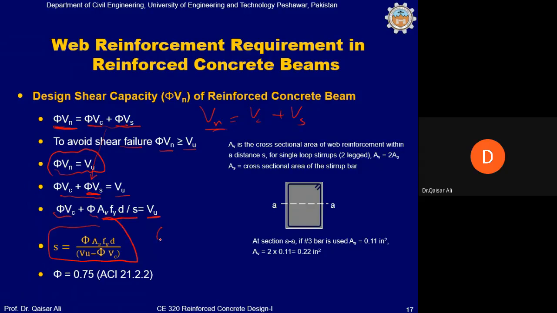So s will be equal to φAvfyd divided by Vu minus φVc. φVc you can calculate from the previous equation.